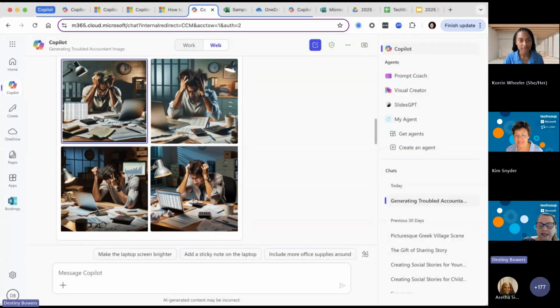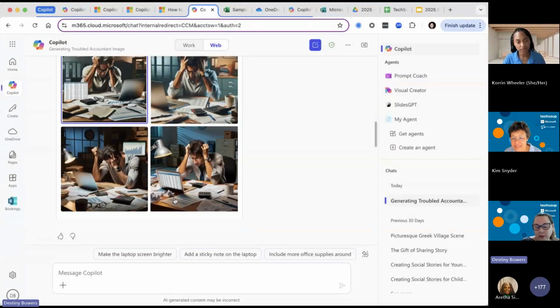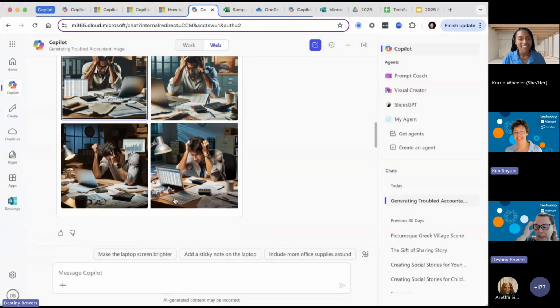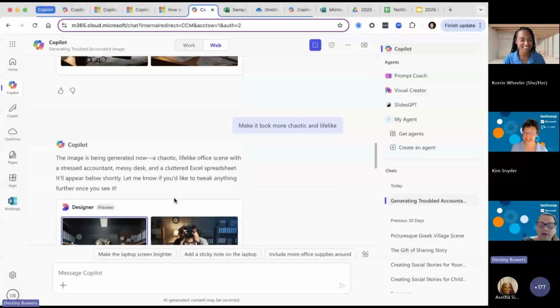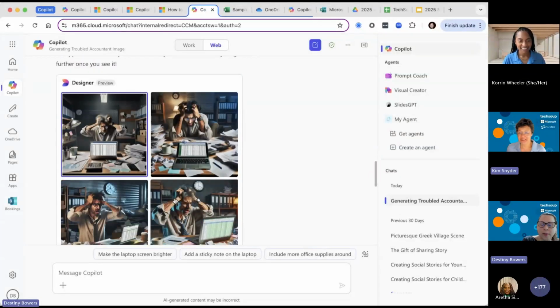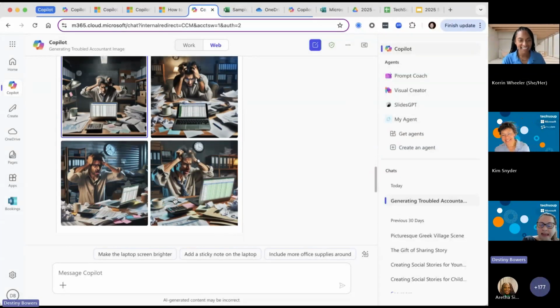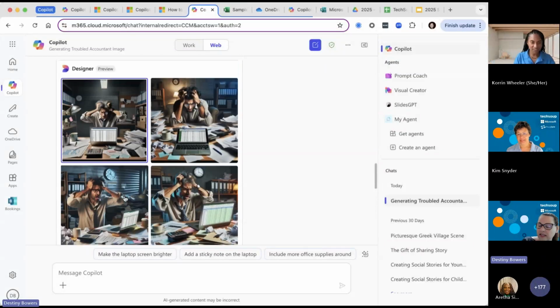When I said, show me an Excel spreadsheet on a laptop, unfortunately it reads it literally, so showing it puts it on the back of the laptop. And then I said, make it more chaotic, more whatever. And then it just got out of control with like 25 million calculators and things like that.